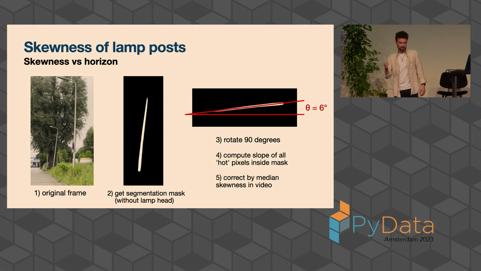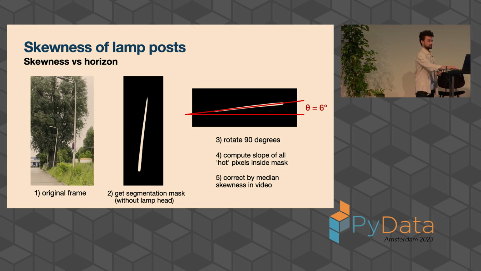One last step: this is skewness compared to the horizon, but maybe this horizon is not straight. Maybe the car is tilted a little bit, maybe you drive through corners, maybe the camera is not mounted perfectly horizontal. So what we do is calculate the median skewness of all lampposts that we see in the same video, and then we calculate the relative skewness compared to the median, to offset if there's something weird with the setup, basically to get more consistent results.